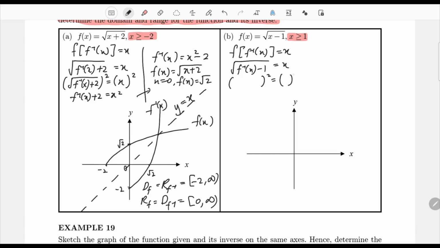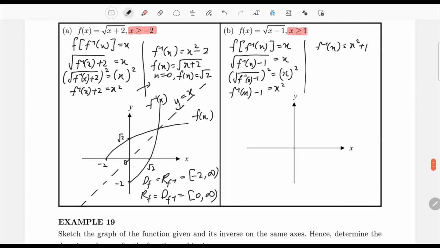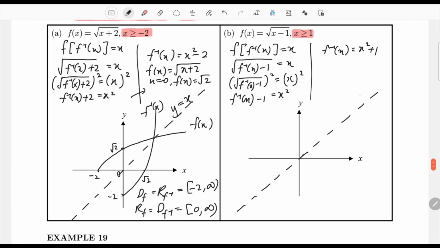Squaring both sides to eliminate the square root. So this is what you should get. Right, minus 1. So you get f inverse of x minus 1 equal to x squared. So f inverse of x equal to x squared plus 1. Just like A, we need to draw the line y equal to x first. So that's the line y equal to x.